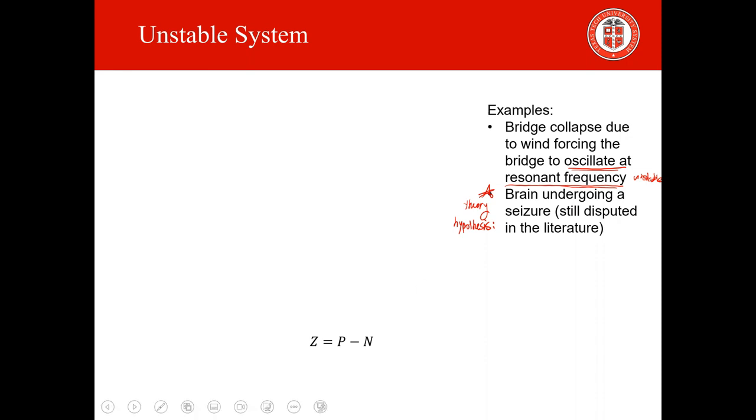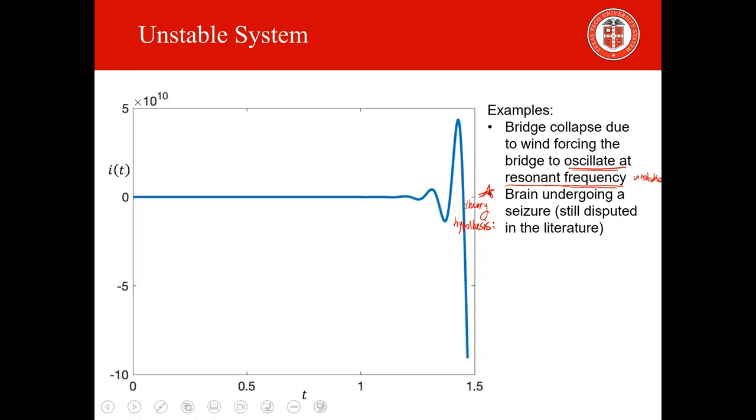So anyways, when you think about unstable systems, this is what we're talking about. You get this clear deviation in the time domain. This is looking at the current, but it could be any variable, the position of the bridge, or any signal that you're measuring. As time goes on, this signal will go towards infinity. And so this is what an unstable system looks like in the time domain.